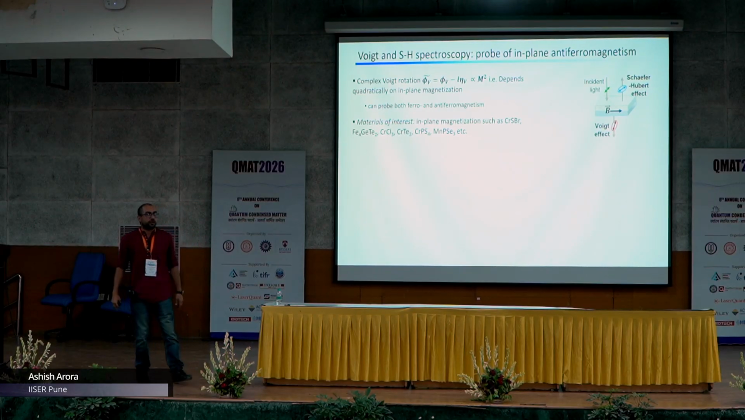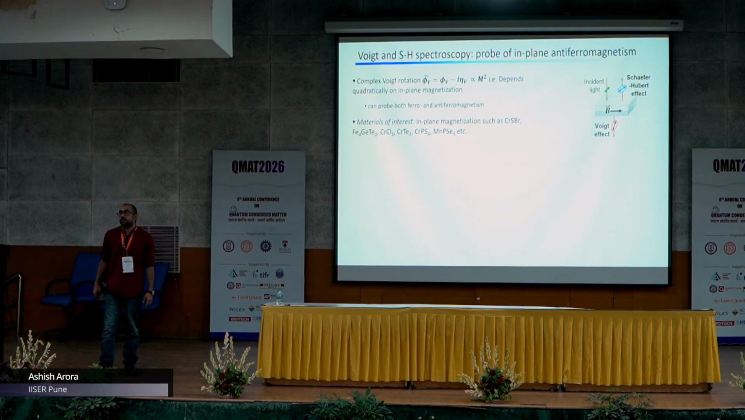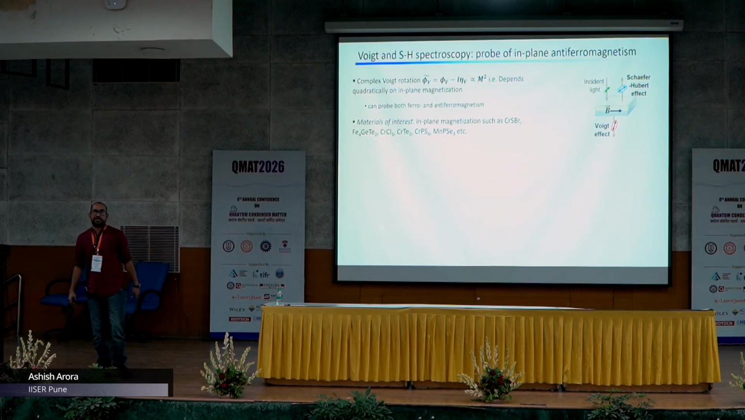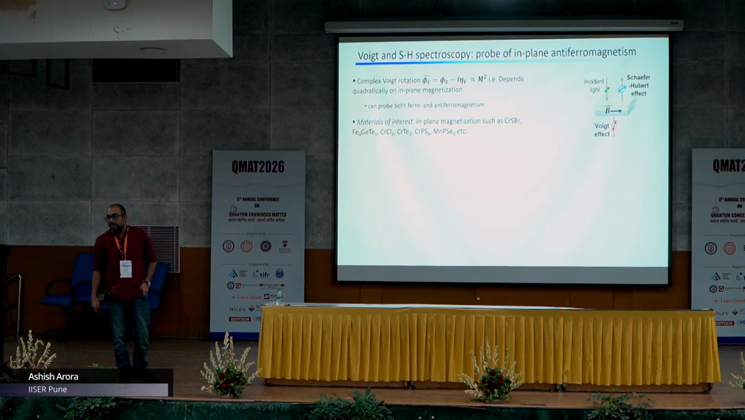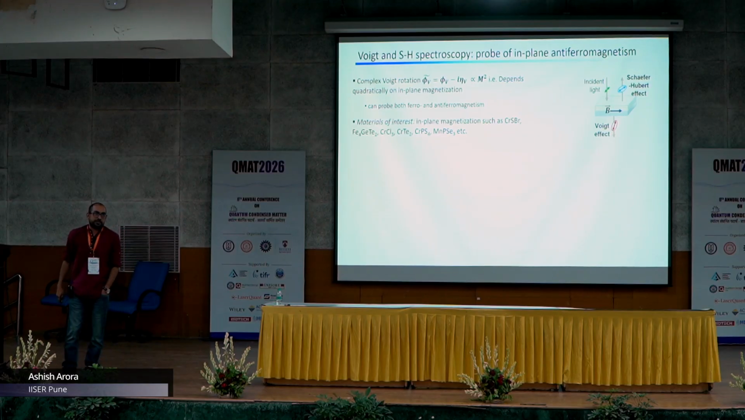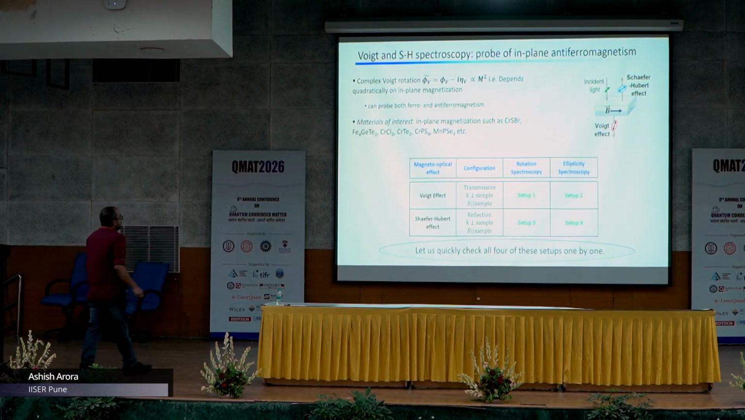Essentially, if we are looking for some smoking gun to understand if there is antiferromagnetism in the material, it's a very difficult task to achieve because the net magnetization is 0, but these effects work. That's the reason we are building these. So all these materials which have in-plane magnetizations will be our test samples for our future. Okay, so I call these setups 1, 2, 3, and 4, and we go through 4 of these quickly.